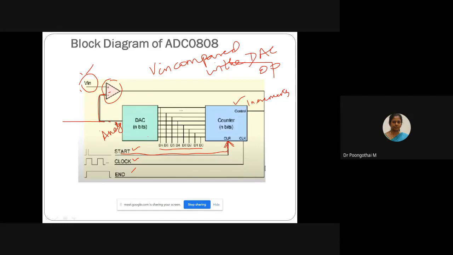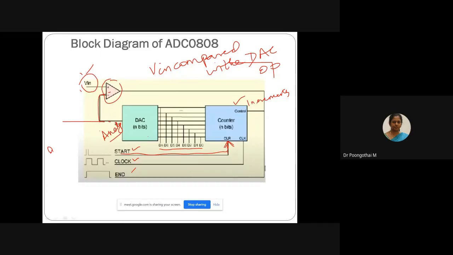Your process is initiated by applying the start pulse. Once the counter gets started, it starts incrementing based on your clock pulse, and the output will be generated on these output lines. The output of the counter is fed into the digital to analog converter. The output of this block is analog, and this analog value is compared with your input voltage.